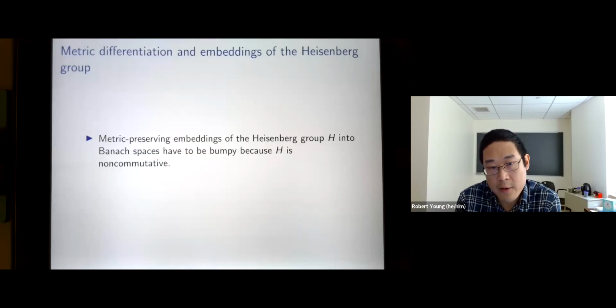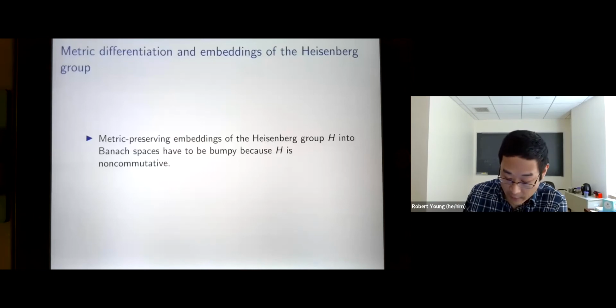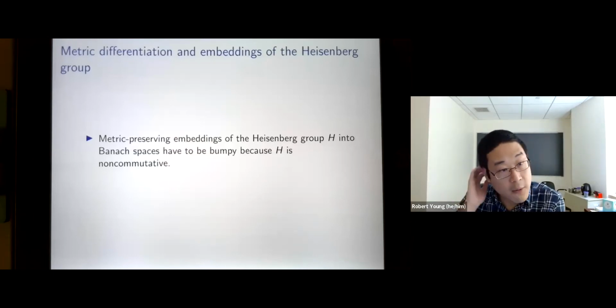I want to talk about how it's hard to embed the Heisenberg group into Banach spaces, because Banach spaces are commutative, are abelian, but the Heisenberg group is non-abelian. And so I want to talk about what effect that has.